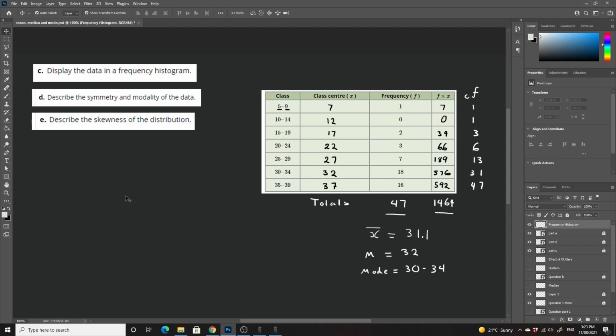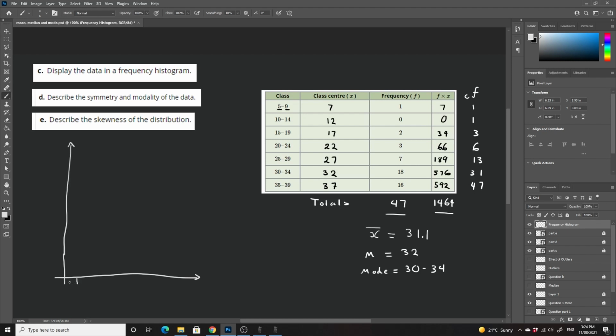So the final part of this question is to display the data in a frequency histogram, describe the symmetry, the modality, and the skewness. So if we were to just quickly draw a very rough axis, now we can do this by class center or by each interval. So we're going to do it by class center.